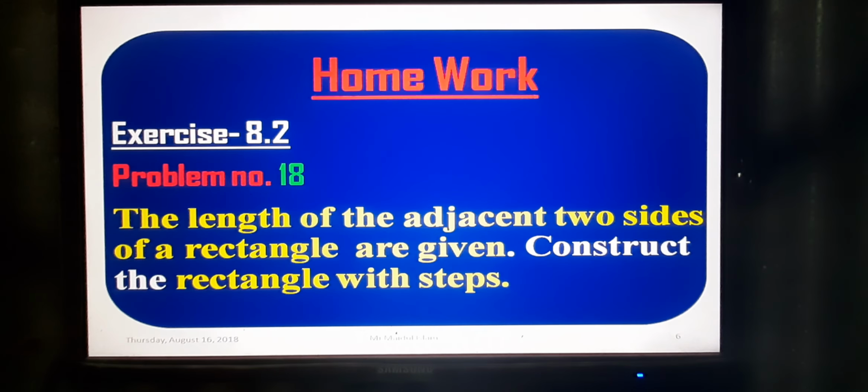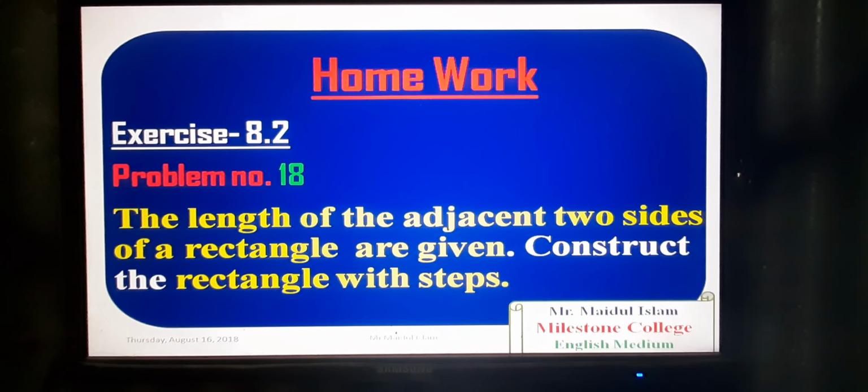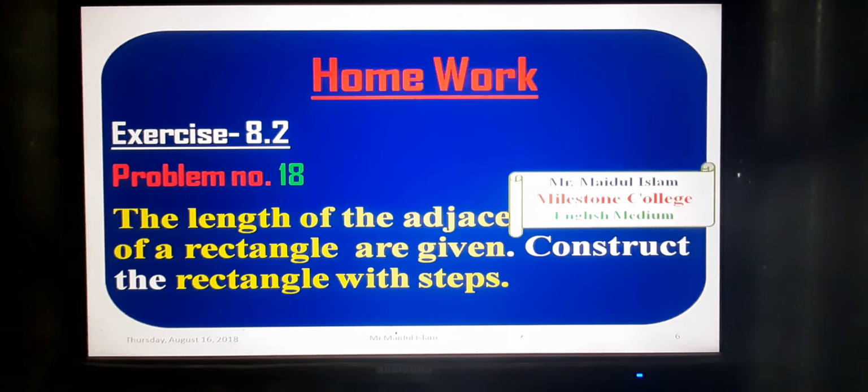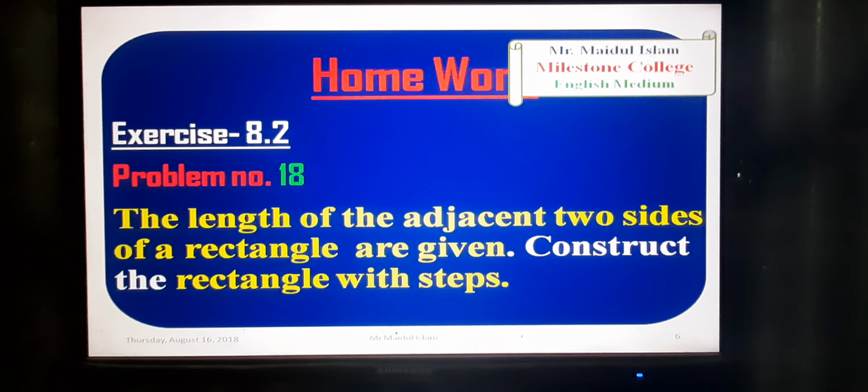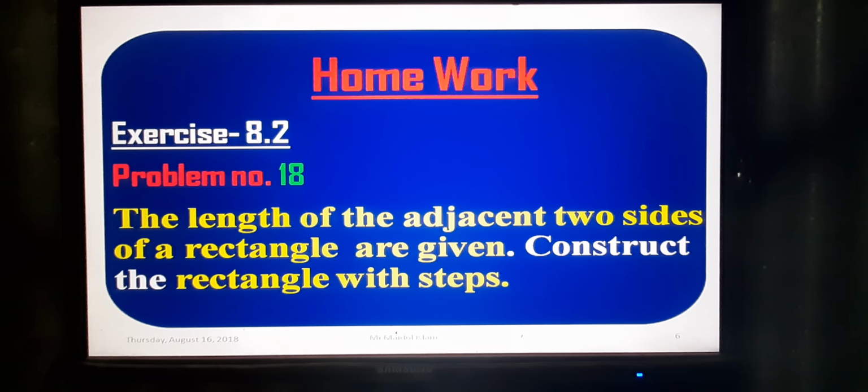Okay, my dear, as I have discussed these types of things and it is very easy, I'm telling several times, therefore I want to give a homework. And what is your homework, dear? See, this homework I have taken from your book, page number 97. Go to your book and exercise 8.2. See, 8.2, and problem number 18. What is problem number 18? The lengths of two adjacent sides are given of a rectangle.